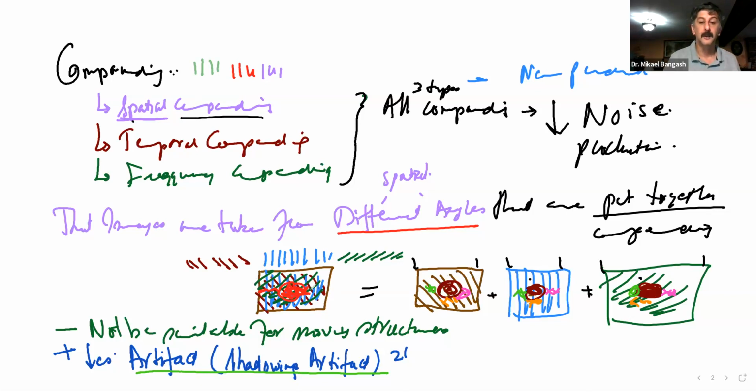So it is mainly because it looks at a structure or an object from different angles, or in different directions. That we call spatial compounding.